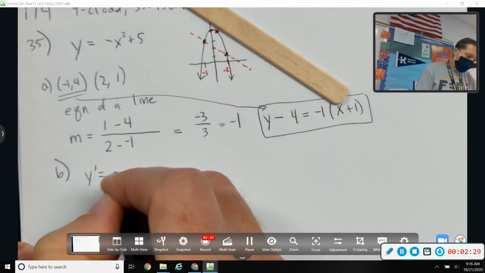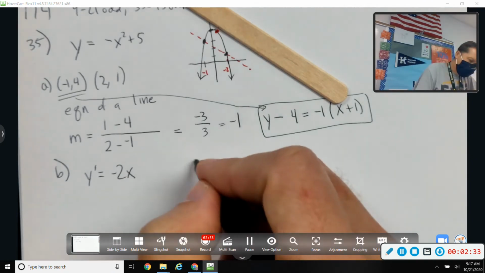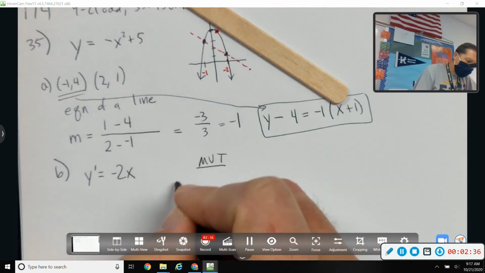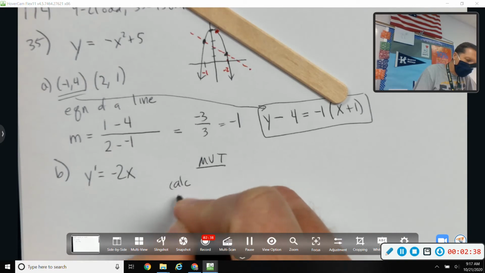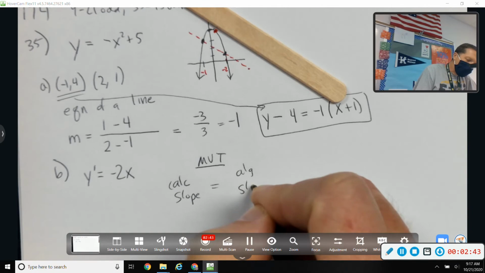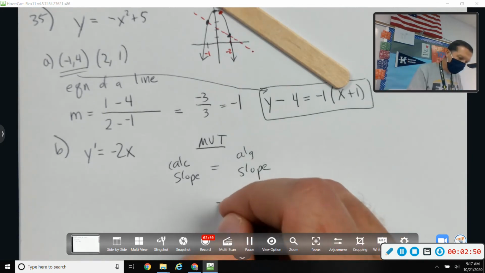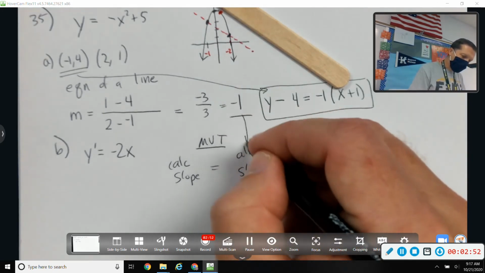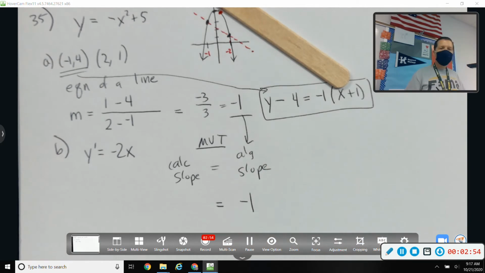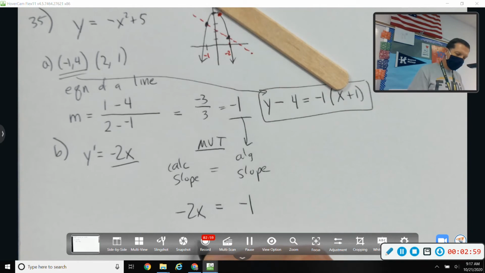So y prime is negative 2x. Well, let's kind of back up and do it the same order we did yesterday. And that is, the MVT just means that the calculus slope somewhere equals the algebra slope over that interval. We already found the algebra slope. That was negative 1. Calculus slope is the derivative. That's negative 2x. So it happens at x equals 1/2.